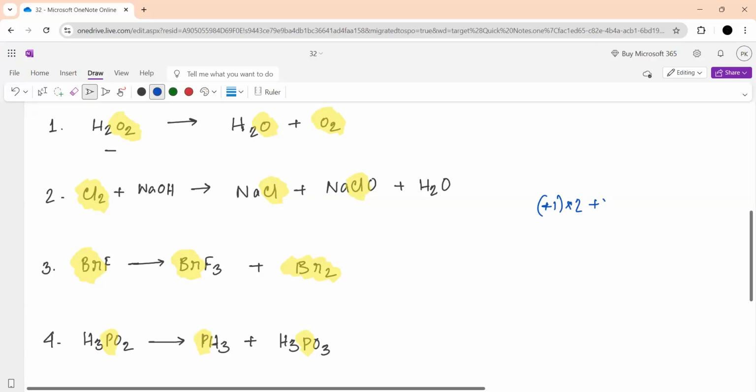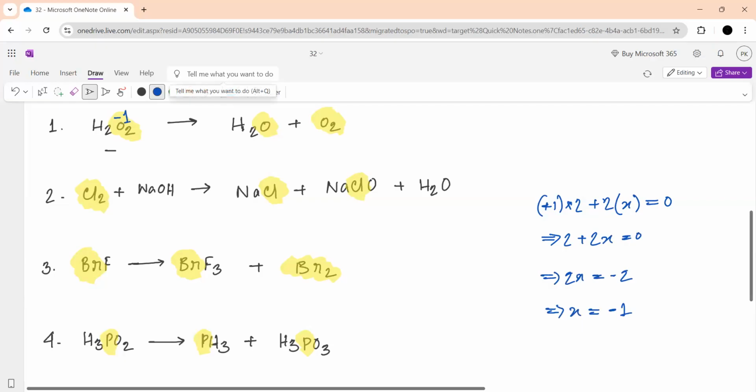So how many oxygen do we have? 2. We have two oxygen. So if we consider oxygen to be x and this is 0, then what is the value of x? We got 2 plus 2x, and then 2 will go over there. It will be -2. So it will be -1. It should be -1. So this is -1, right? Yes, ma'am.